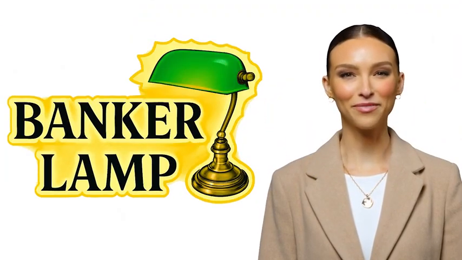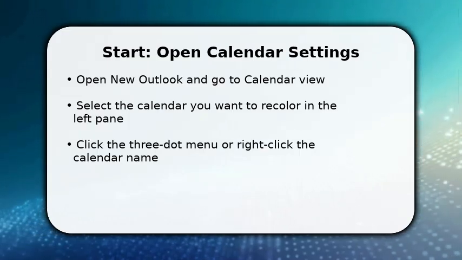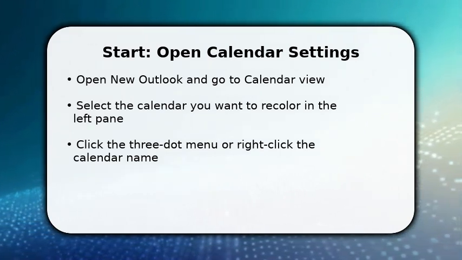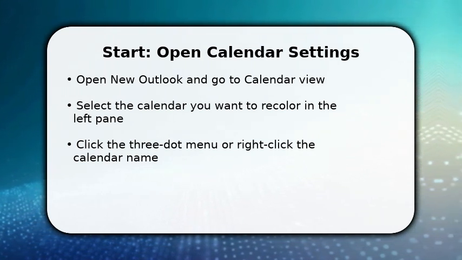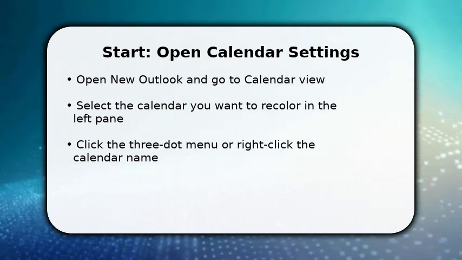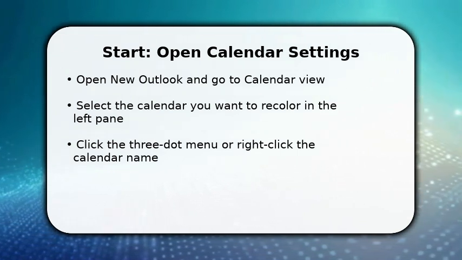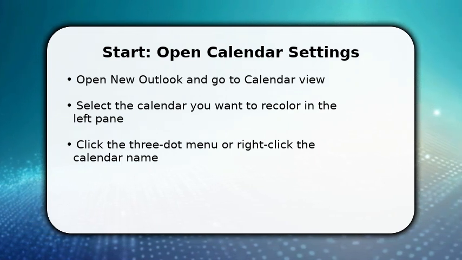Please enjoy the video. You start by opening New Outlook and switching to Calendar. This ensures you're changing the right item. Once there, locate your target calendar in the left pane and open its context menu with a right-click or the three dots. Make sure the calendar is selected and visible so color changes apply.